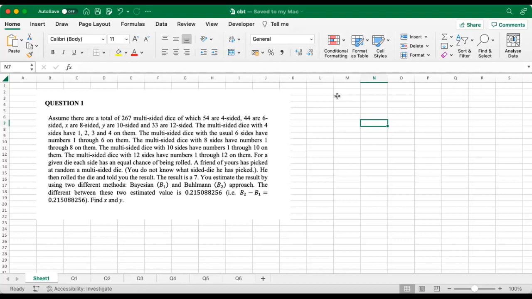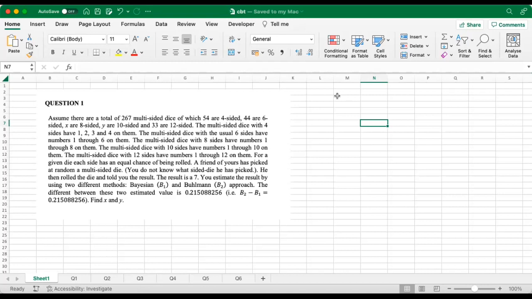The difference between these two estimated values is negative 0.2150888256. Find X and Y. So we are going to use the solver function in Excel to calculate the values of X and Y after linking each cell according to the Bayesian and Bowman formula.